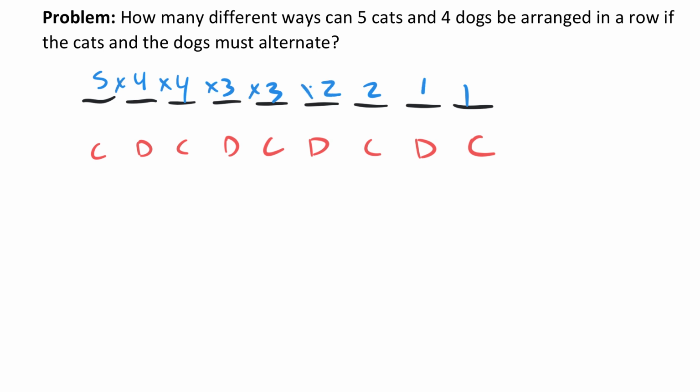And we multiply all the numbers in our blanks. 5 times 4 times 4 times 3 times 3 times 2 times 2 times 1 gives us a total of 2,880. All right, that seems pretty good. Let's try another example.